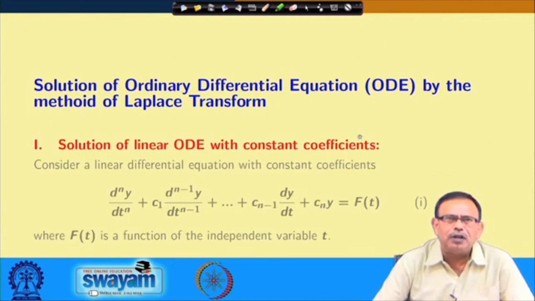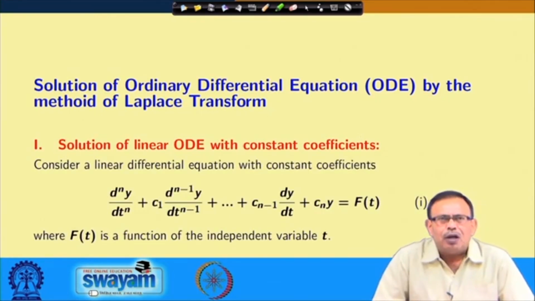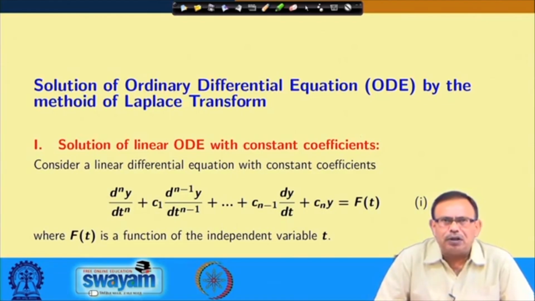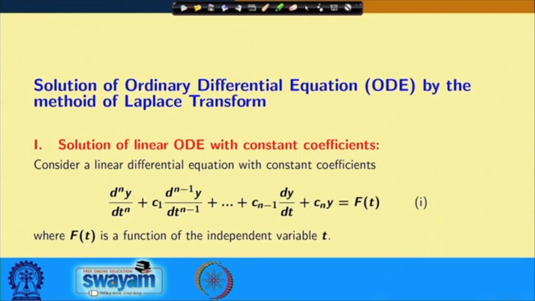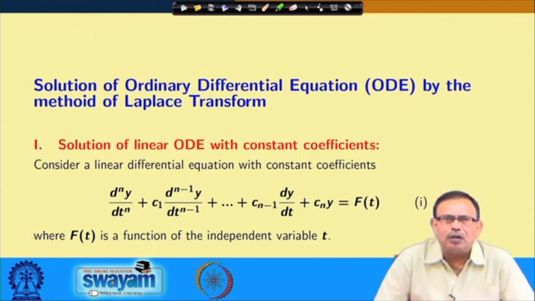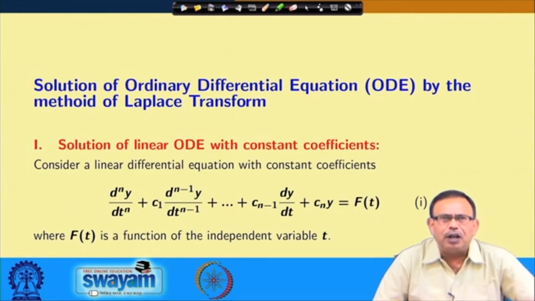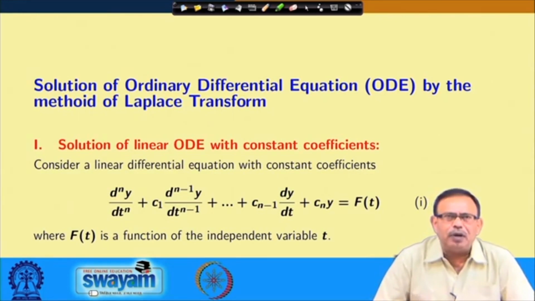What is the type of linear ODE with constant coefficients? Consider this linear differential equation with constant coefficients C1, C2, up to Cn. I have written the general form: d^n y/dt^n plus C1 d^(n-1) y/dt^(n-1), like this way, plus C(n-1) dy/dt plus Cn y equals f(t), where f is a function of the only independent variable t. Here y is the dependent variable and t is the independent variable.